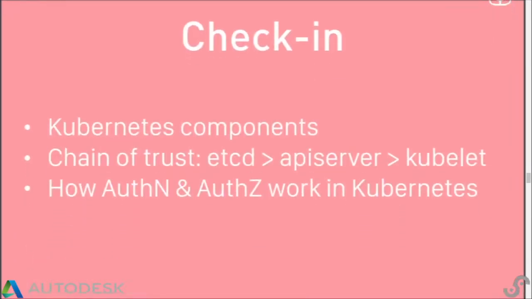Quick check-in of what we've covered so far. We've gone over the Kubernetes components, where they're listening. We've gone over the chain of trust, etcd to the API server to the kubelet, as well as how authentication and authorization work in Kubernetes.